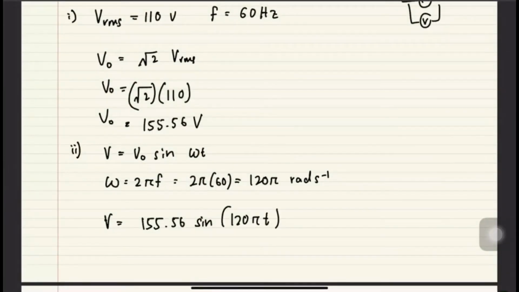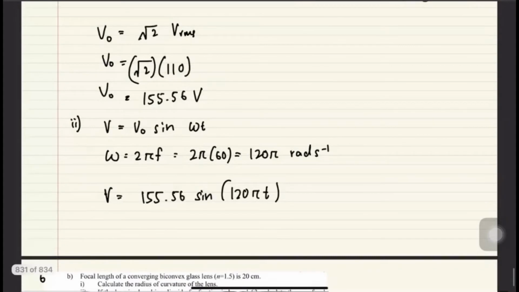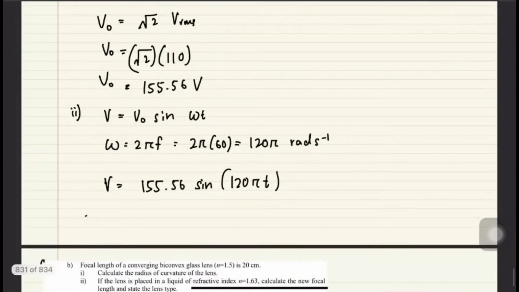Okay, so you can change 120 pi tu pada decimal pun boleh, ataupun kamu nak leave it as it is pun boleh. Okay, tapi jangan biarkan macam ni. You still have to answer yang minit dia lah, where V is in volts and T in second.